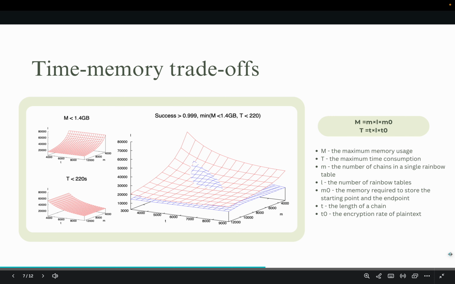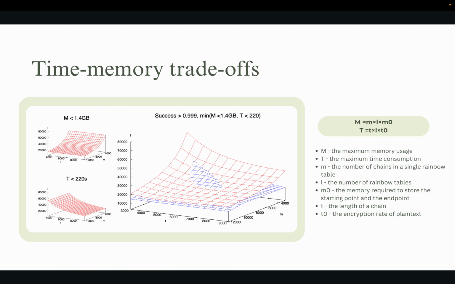Now let's talk about time-memory trade-offs, which is the main concept of this project. So first look at the equation in the top right corner. Capital M represents the maximum memory usage and capital T represents the maximum time consumption. Little m is the number of chains in a single rainbow table, and L is the number of rainbow tables. M0 is the memory required to store the starting point and the end point. t is the length of a chain, and T0 is the encryption rate of plaintext.